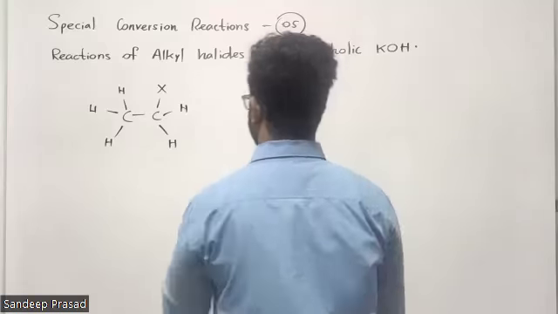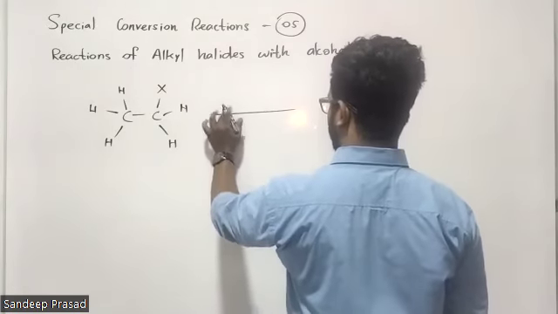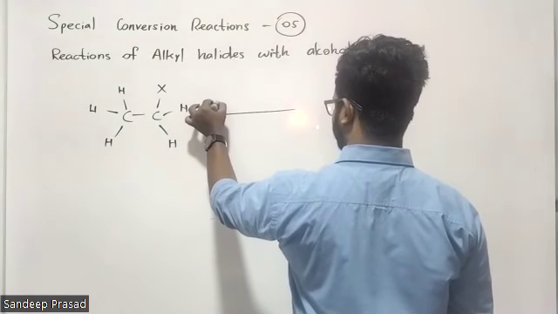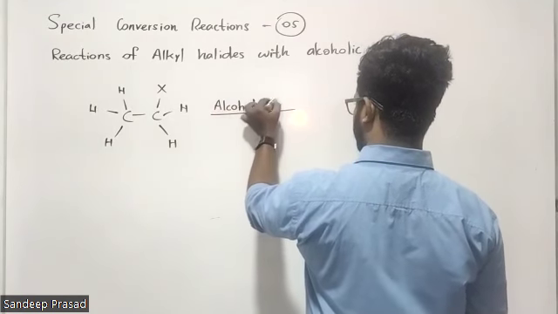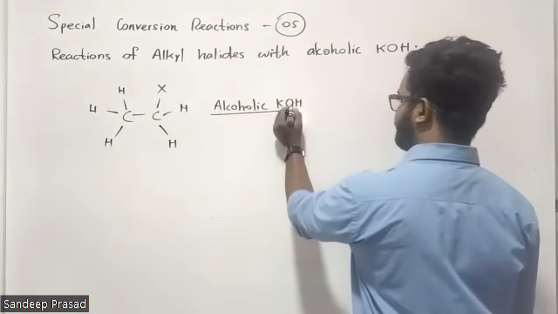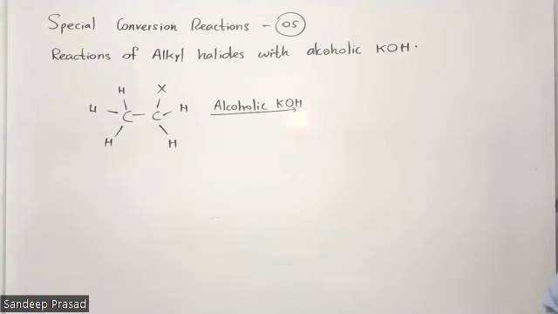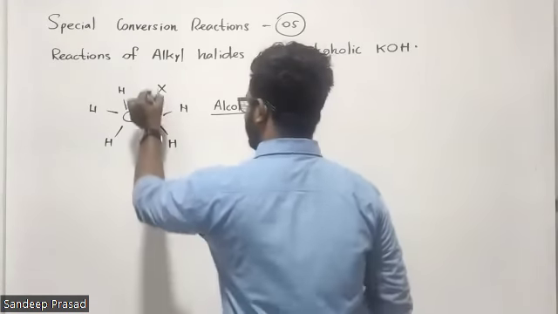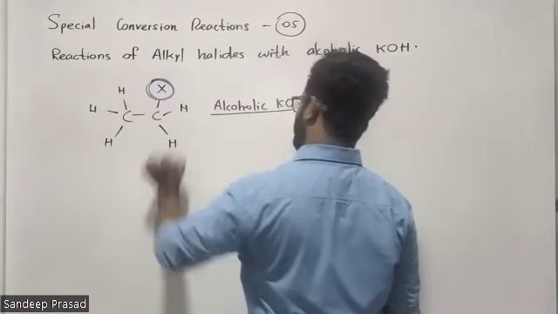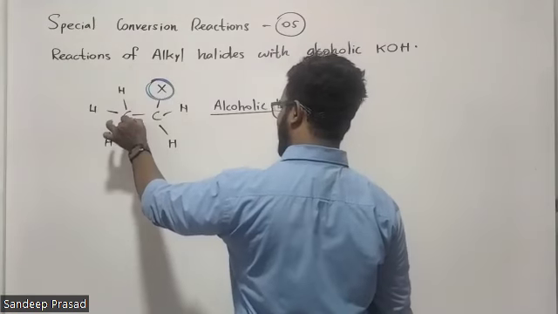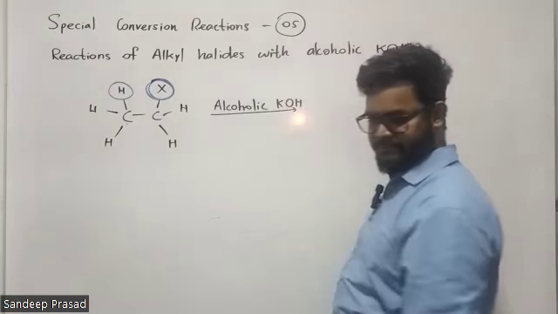Alkyl halide. And we are going to add ethanolic KOH. Let me write down alcoholic KOH. So when we add alcoholic KOH, what will happen? Here, halogen atom, this X means halogen atom. This halogen atom is eliminating with the nearest carbon atom's hydrogen, one of the hydrogens, as hydrogen halide.